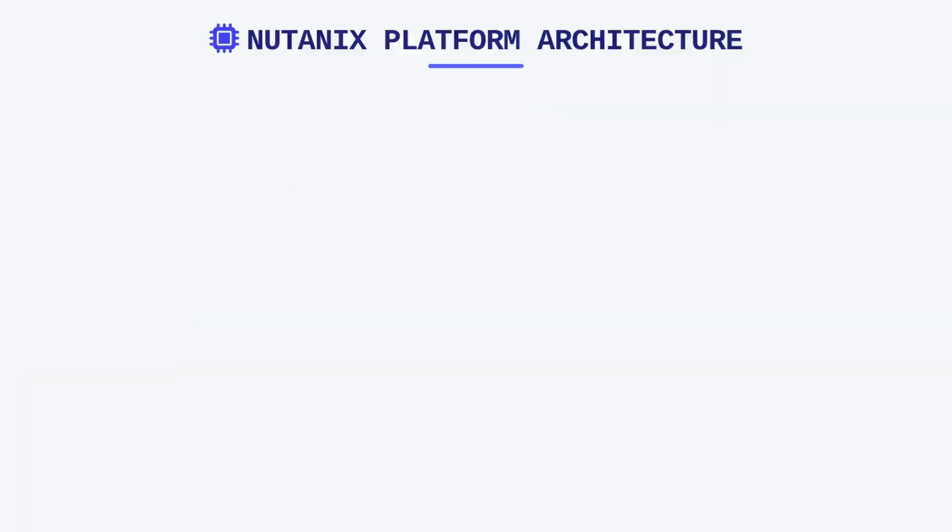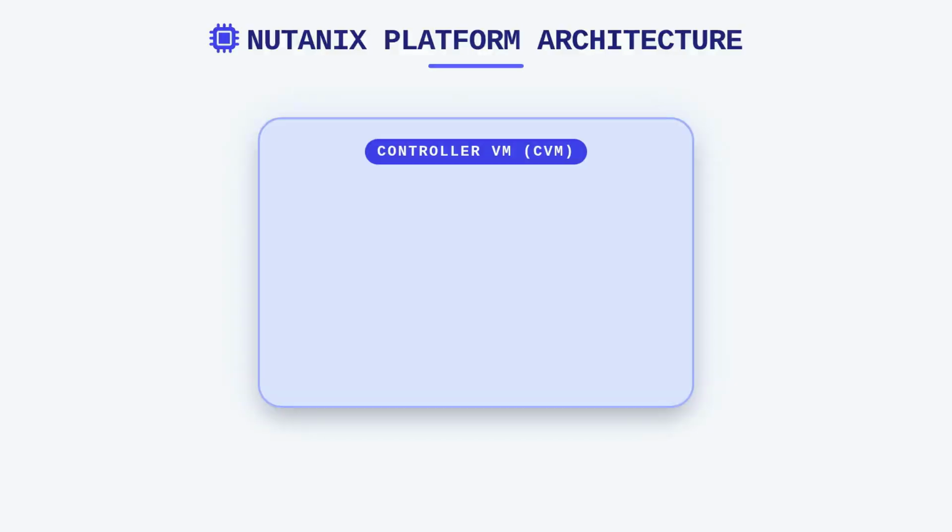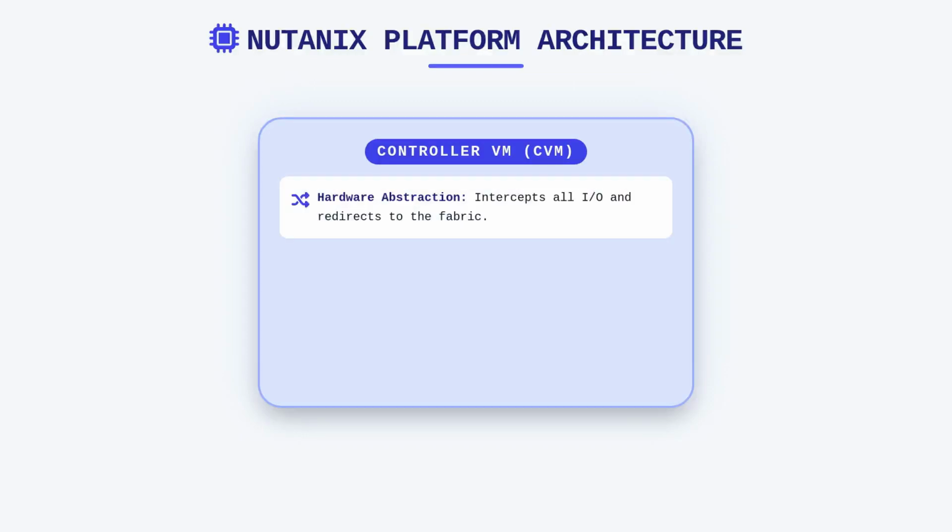To understand the Nutanix platform, one must start with the controller VM, or CVM, which operates as a standard virtual machine on every host within the cluster. It abstracts the physical hardware by intercepting all storage I/O requests from the hypervisor and redirecting them to the distributed storage fabric. This fabric acts as a unified software-defined layer that manages storage across nodes, allowing the cluster to present a single pool of resources.